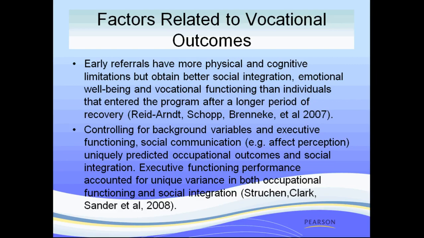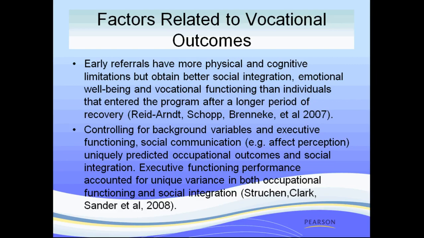And if you control for all these background variables in terms of SES and premorbid ability, you still find that deficits in executive functioning and social communication, in this case measuring affect perception, so can you tell happy, sad, neutral faces, predict not only occupational outcomes in adults, but also their social integration.